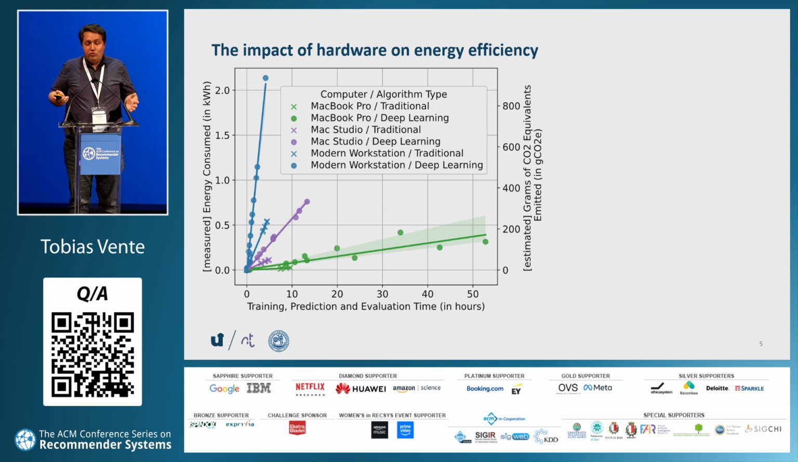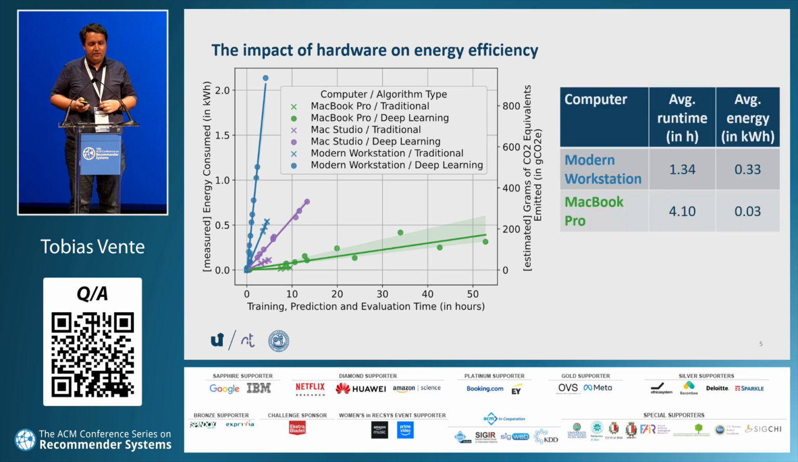There is a huge difference in runtime, but if we take one example out of this, if we compare the modern workstation with the NVIDIA GPU to our MacBook Pro with M1, we can see that the modern workstation is actually 3 times faster than the MacBook Pro. So the NVIDIA GPU does its job, it's quite fast. But the interesting part is the MacBook Pro takes just 1/10 of the energy on average.